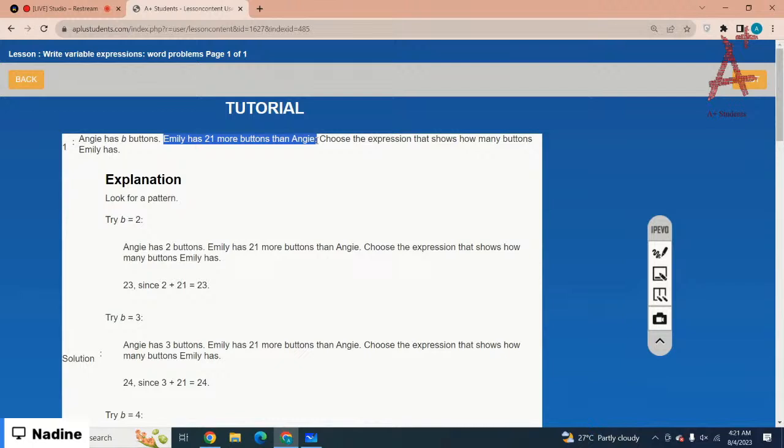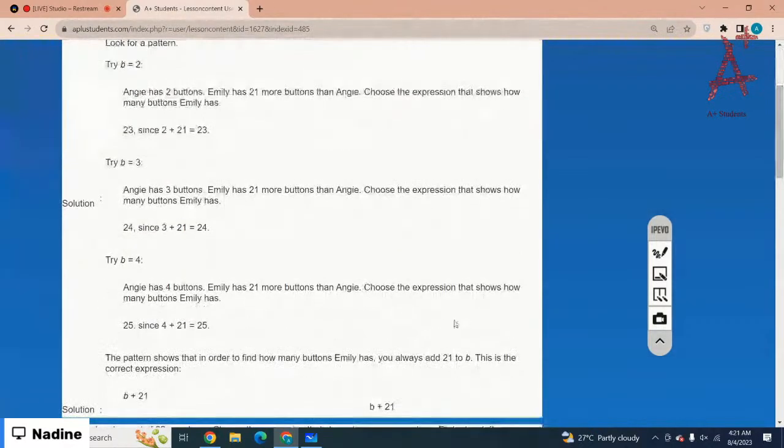For example, if Ng has two buttons, right? So Emily has 21 more. That means Emily has 2 plus 21, right? That would be 23. That is the basic thing. So when you have to write the expression, you can write it like this, B plus 21, right? Just understand the question, then it would be very easy to write the variable expressions, right?